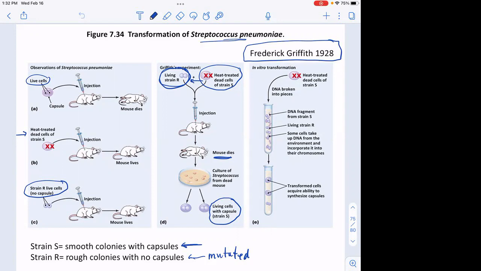So kind of interesting, but remember, he took a living strain of Strep pneumoniae that wouldn't cause disease and mixed that with a dead strain that would. So those dead cells, the DNA that at least encoded for the capsule production anyway, was taken up by that living strain, and the mouse died. So again, that's the evidence for transformation.